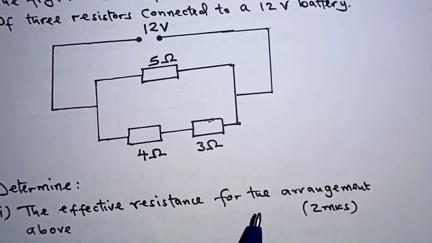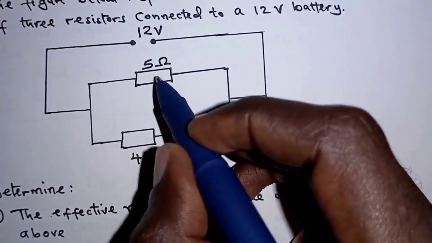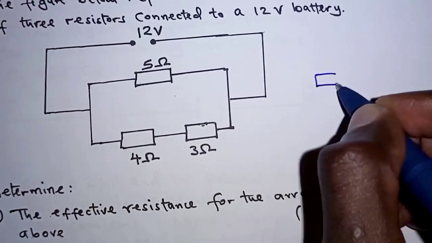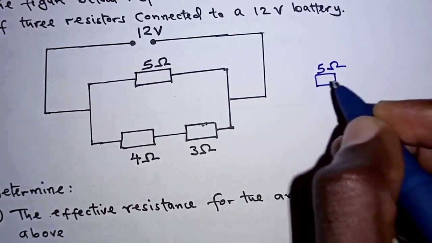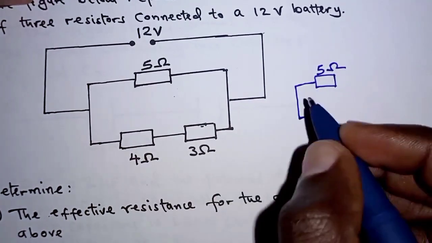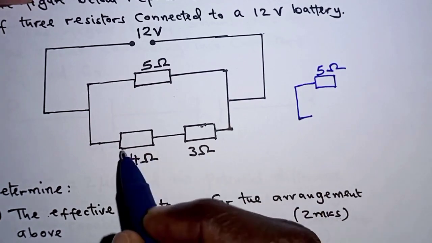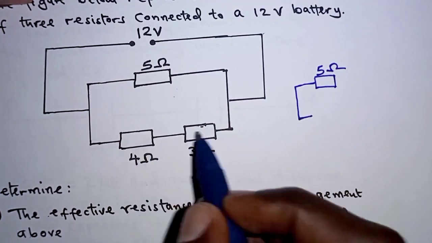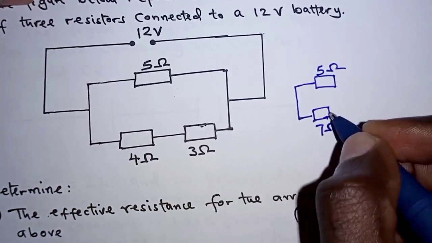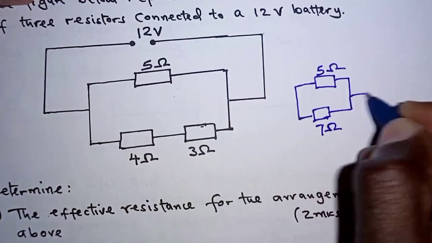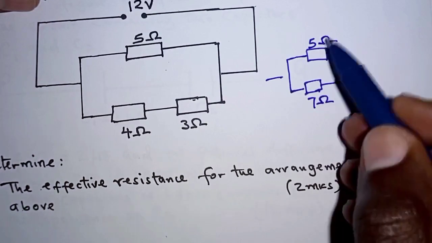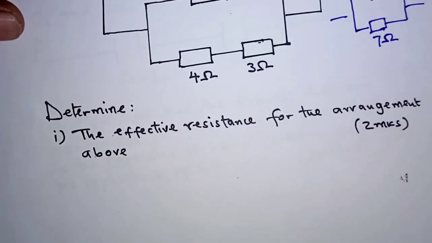Now we're going to have this. For this section here, we are going to combine the resistors. We have resistor 5 ohms connected to 4 ohms and 3 ohms. So 4 ohms and 3 ohms are in series, and therefore we combine them by adding them. So this gives us 7 ohms. And then finally, these 2 resistors can be combined. So we are going to have it as follows.